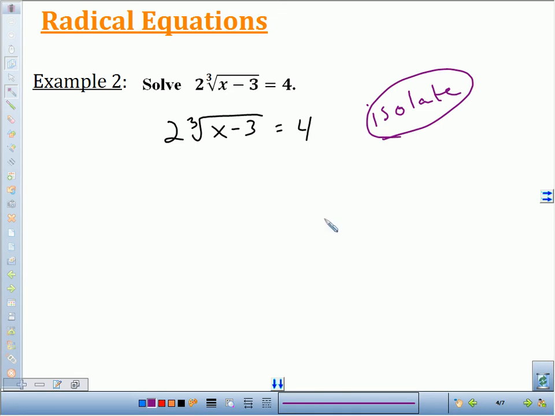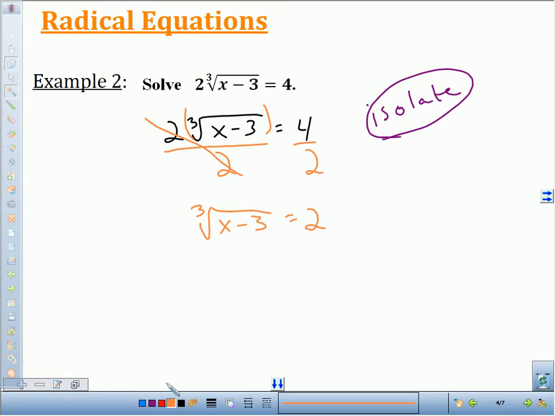the radical. To isolate the radical, we would need to divide by 2, because 2 right now is multiplying this radical. So to get rid of the 2, we divide by 2, leaving us with the cube root of x minus 3. On the other side, I have 4 divided by 2, gives me 2. Now, my radical is isolated.